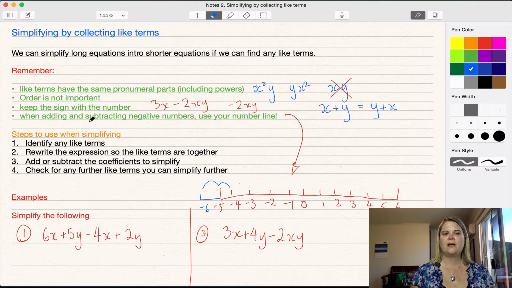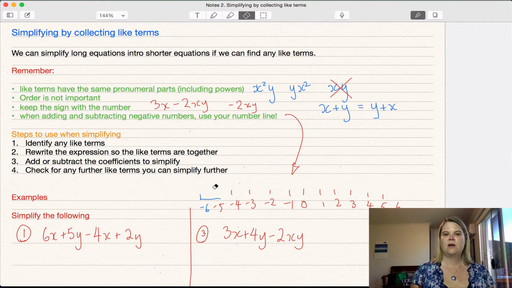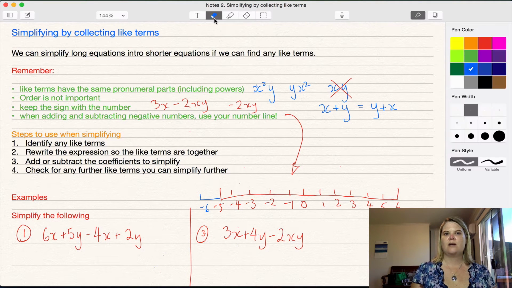Fourth dot point, when adding and subtracting negative numbers, use your number line, and I've drawn you one down here as well. I would recommend having a number line at the top of your page whenever you're adding and subtracting, or just jot yourself one on the side whenever you're adding and subtracting negative numbers, because it really helps to know which direction you're heading and what kind of an answer you should get. You don't make those silly mistakes.